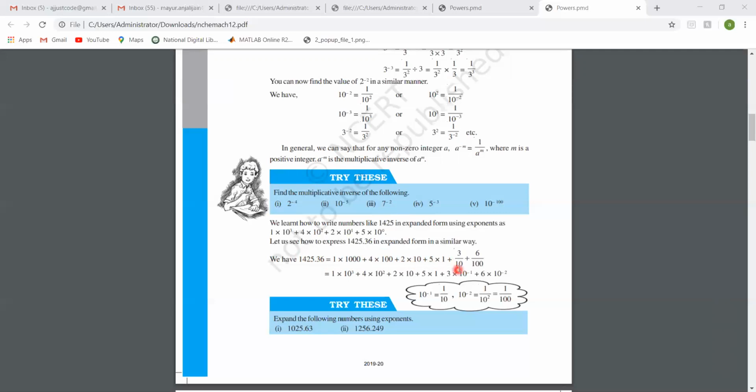And after the decimal I will write the values. According to this, this is my 1/10 place, this is my 100 place. So I will write 3 upon 10 and 6 upon 100. So can I say this is equal to 1 into 10 cube plus 4 into 10 square plus 2 into 10 plus 5 into 1 plus 3 into 10 raised to the power minus 1 plus 6 into 10 raised to the power minus 2. So that is how we write them in the expanded form.